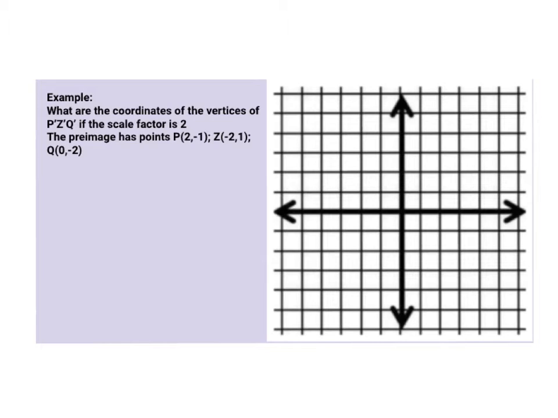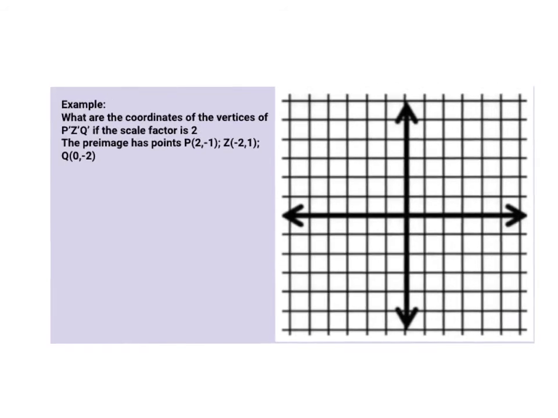What are the coordinates of the vertices of P prime, Z prime, Q prime if the scale factor is 2? And the pre-image has the points P at (2, -1), Z at (-2, 1), and Q at (0, -2). So first I'm going to plot this.